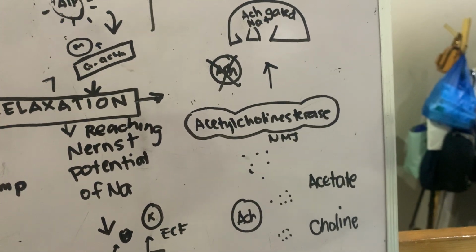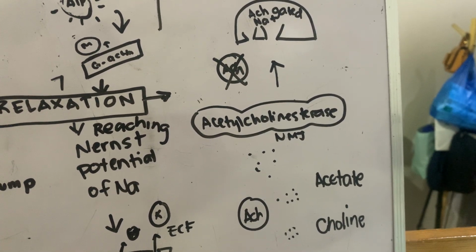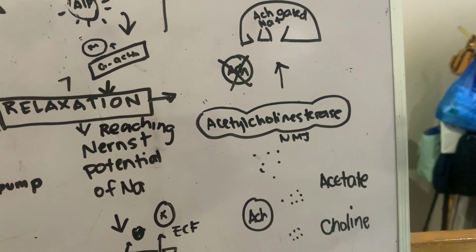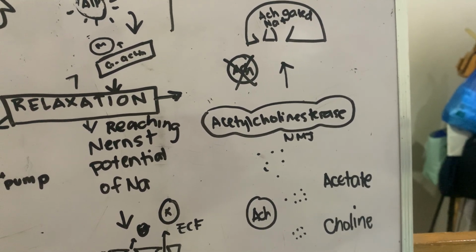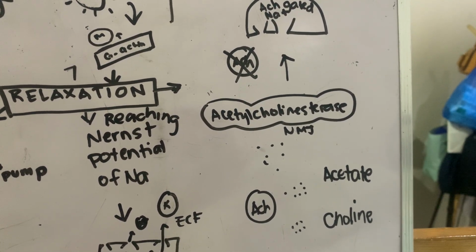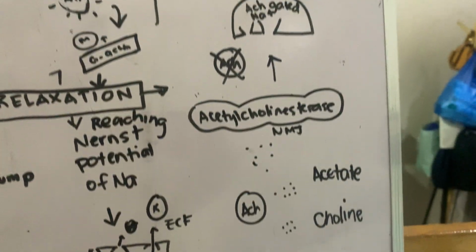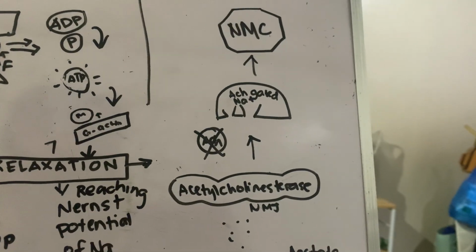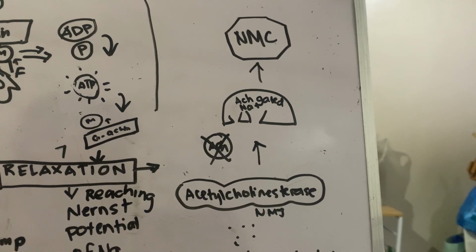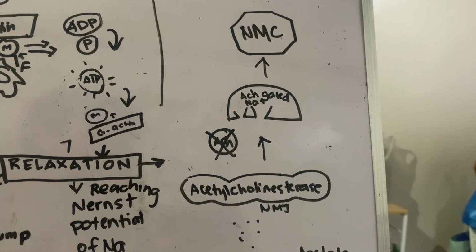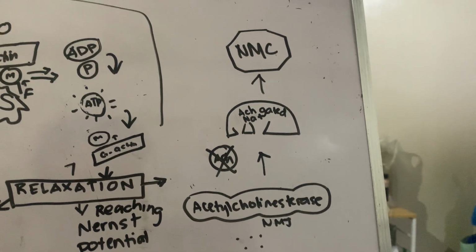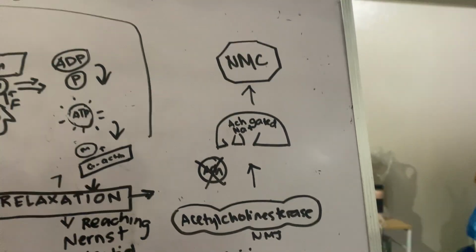It can also trigger the acetylcholinesterase in the neuromuscular junction to break down acetylcholine into acetate and choline. Therefore, there will be no binding of acetylcholine in the acetylcholine-gated sodium channels, and therefore no muscular contraction happens.